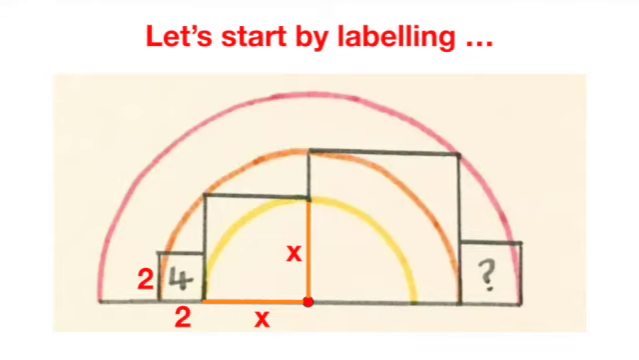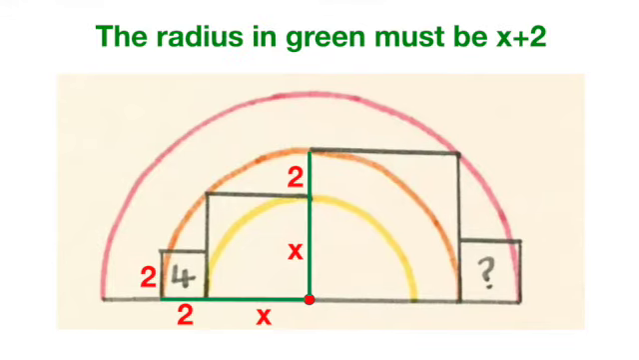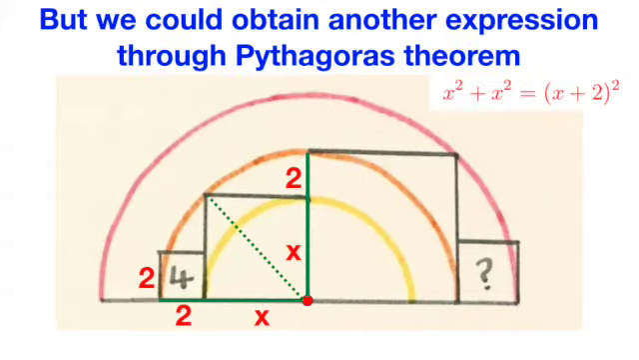With this said, we can label the side length of the square next to the one with area 4 as x. The radius in green of the second semicircle must then be x plus 2, as labelled in the diagram. Now comes the interesting part.